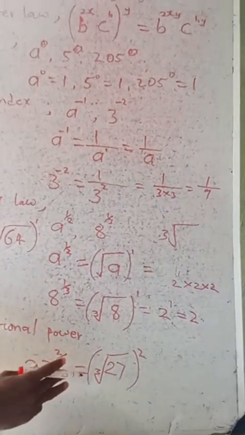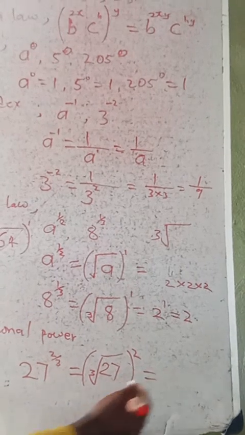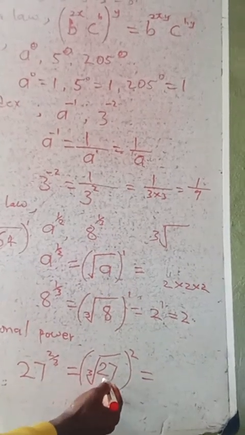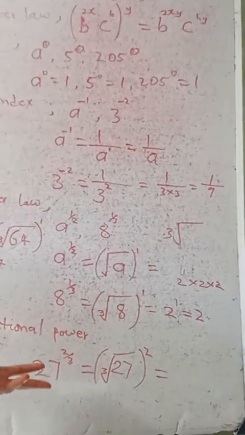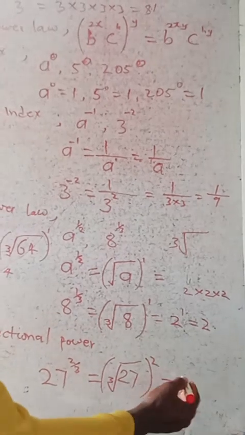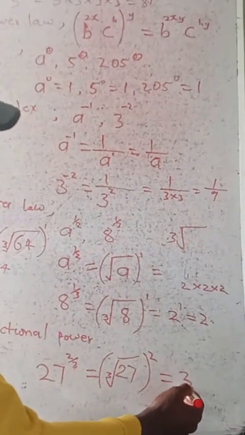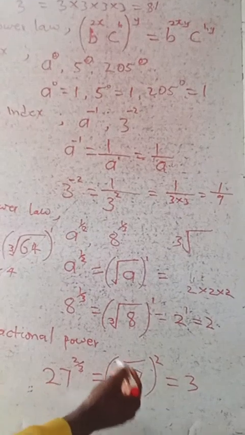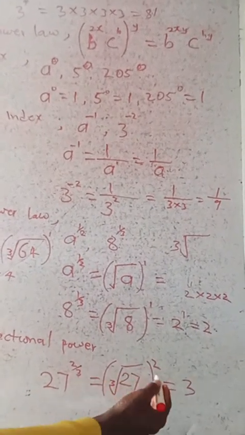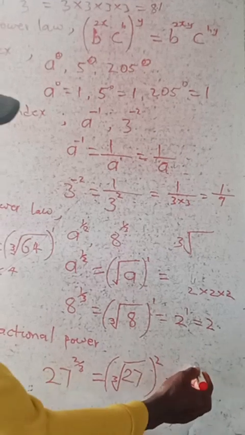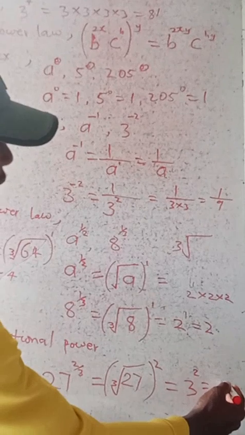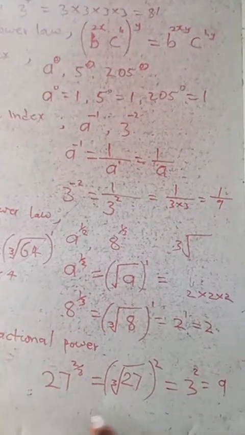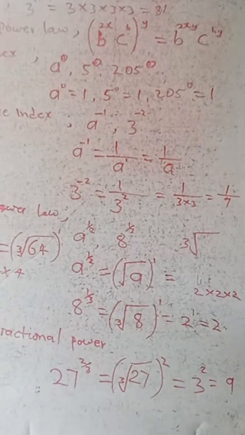Third root of 27 means what number can multiply itself 3 times to give you 27, and the answer I think is 3. So we are going to write 3 raised to power 2. 3 raised to power 2 means 3 times 3, which is 9.